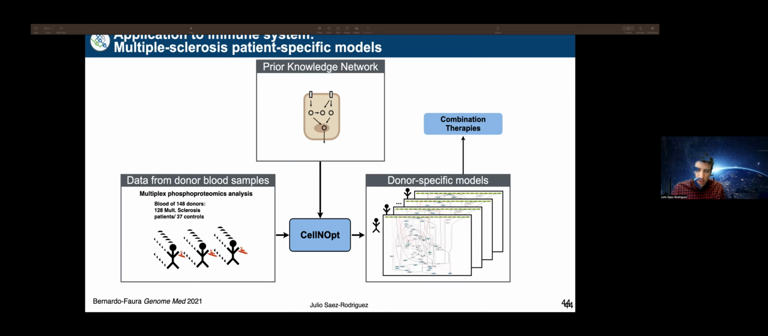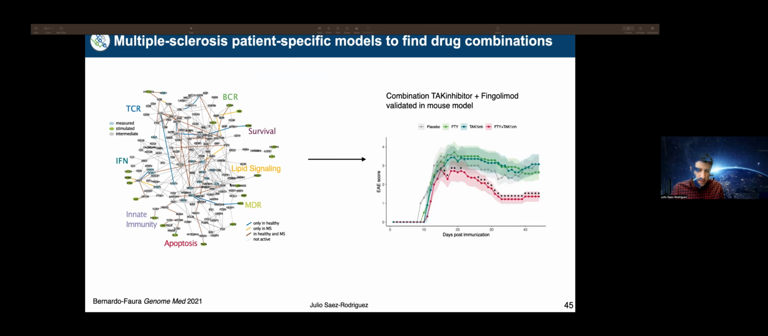On the left, you see the model. It's a model, as I said, of the blood cells, so the immune cells in the blood. It covers most of the major signaling processes in immune cells. And then by looking at the differences between the components that are active only in healthy, only in multiple sclerosis patients, or in both, we came up with a hypothesis that was then validated in a mouse model, which was that the combination of two inhibitors, TAK inhibitors and fingolimod, should have a stronger effect.